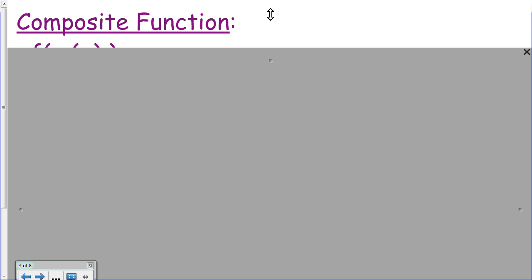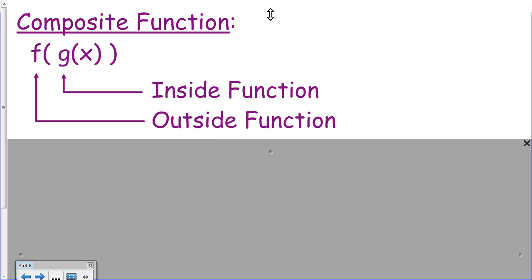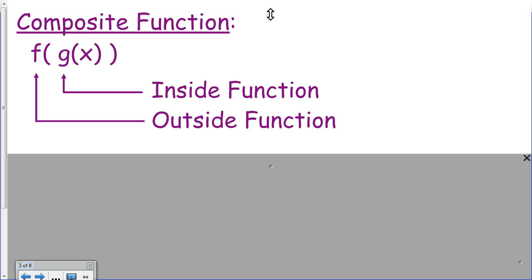Let's continue on here and get to, I guess, really the topic of this section, which is dealing with composite functions. So a composition or a composite function looks something like this, where you have f of g of x, is how we read that off.